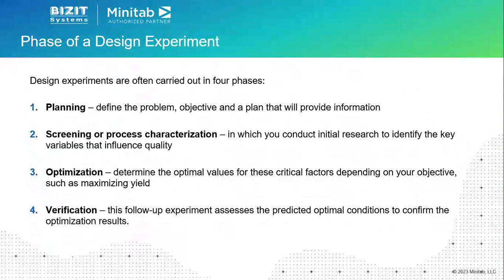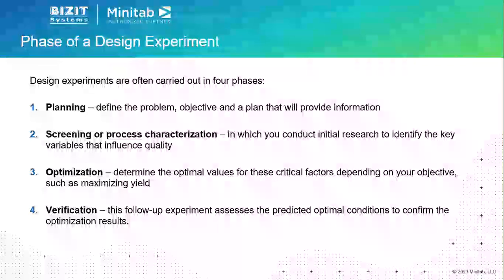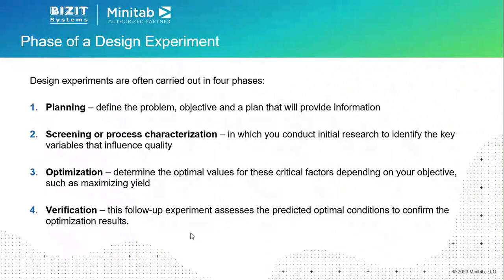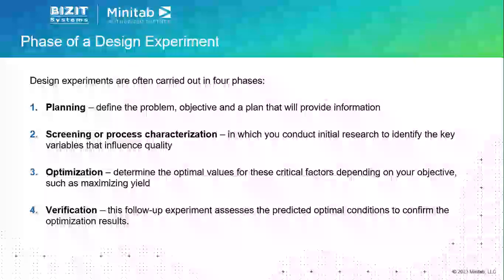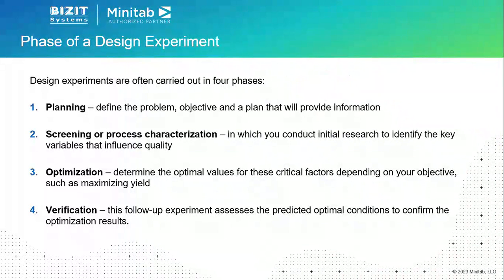optimization. So you want to determine from the 3 of them which one, and from the 2 levels for each parameter which one. And then of course the last phase will be the verification, where you need to do a follow-up experiment to assess the predicted optimal condition to confirm the optimization result. Actually, all this planning, all these pieces, is available in Minitab. So I will show how to get this information.